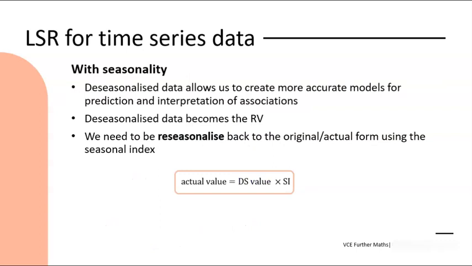When we do have data that has that seasonal variation, generally, we are given the data in its deseasonalised form. So they've already gone through, deseasonalised the data, and we receive that as the values to work with. And so that means our deseasonalised data becomes the response variable, the RV, in our calculator and in any calculations we do. What that means, though, is that when we make predictions, we generally need to re-seasonalise any predictions back to the original actual form.